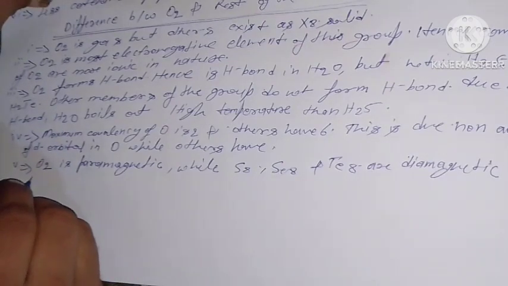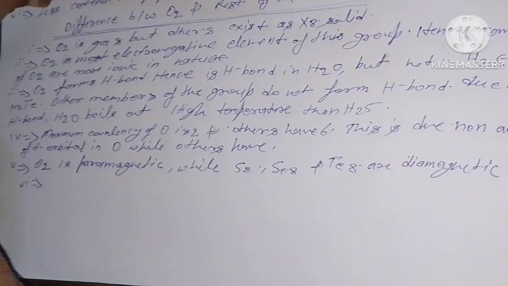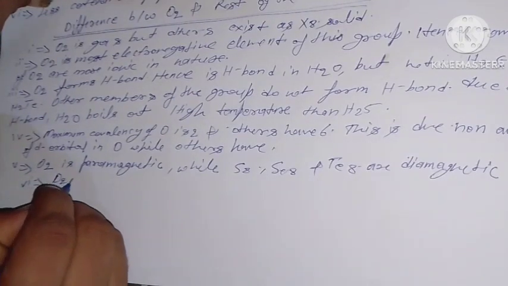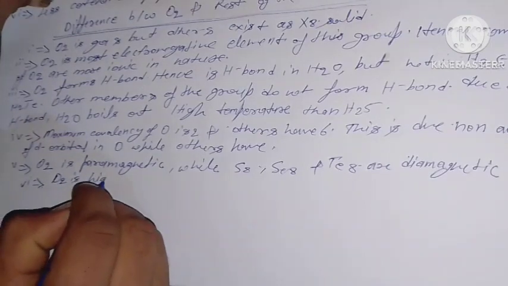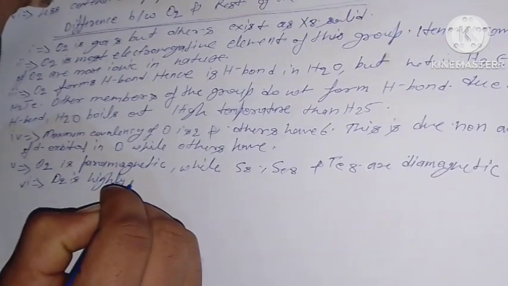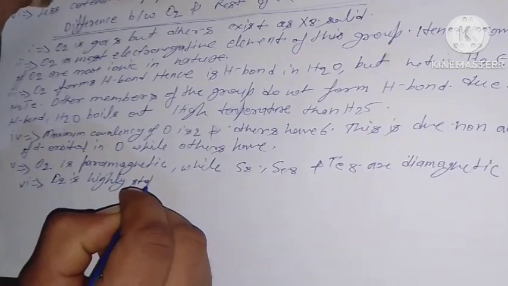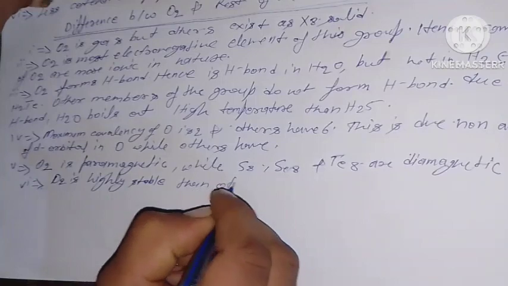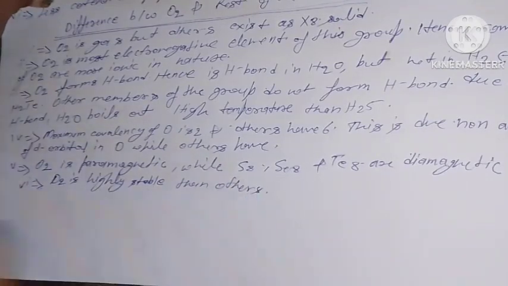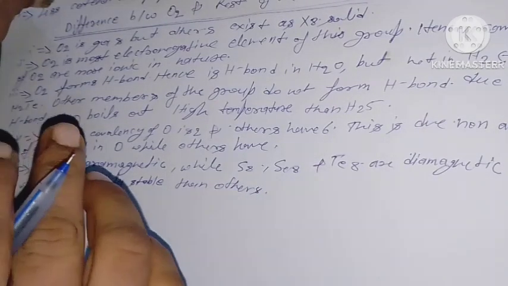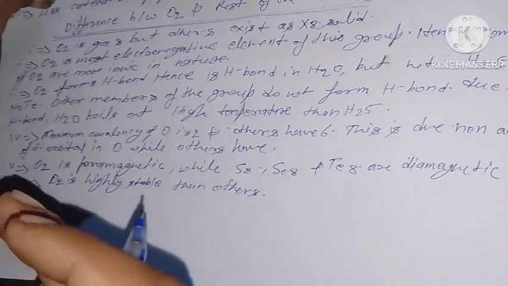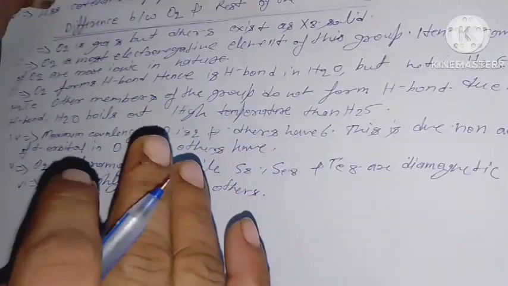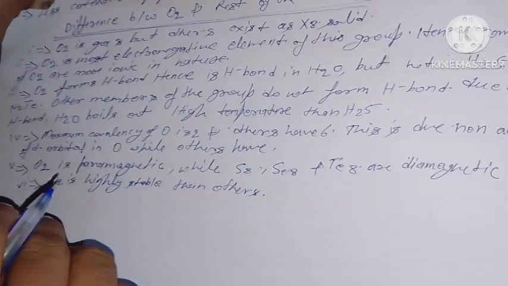Okay, 6th point. Oxygen is highly stable than others. Thus, oxygen reacts with other elements at a high temperature. That is why oxide ores are lesser in number than sulfide ores.